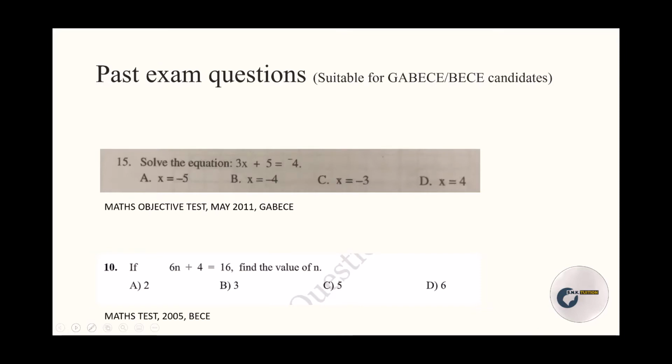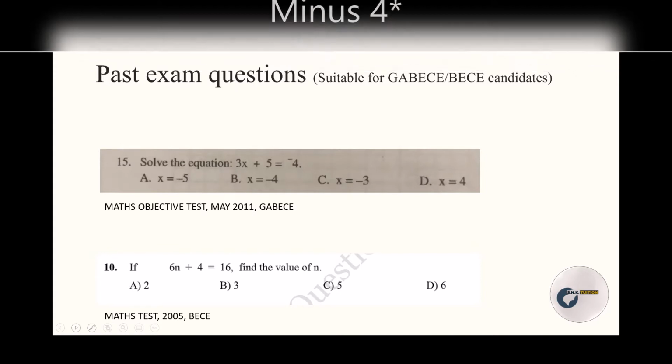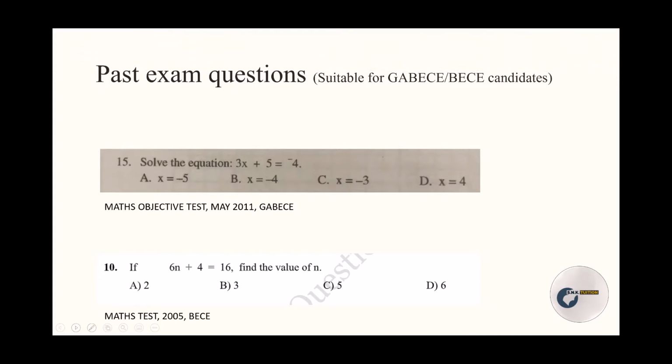Now let's try some past exam questions. So the first question is solve the equation 3x plus 5 is equal to minus 4. And this is taken from GABECE in May 2011. The second question, which I'd like you to try, is if 6n plus 4 is equal to 16, find the value of n. So it's saying the same thing in different words, which is basically solve the equation and find what n is equal to. Now this was taken from the 2005 BECE. So try both of them, pause the video, have a go, we'll go through it now.